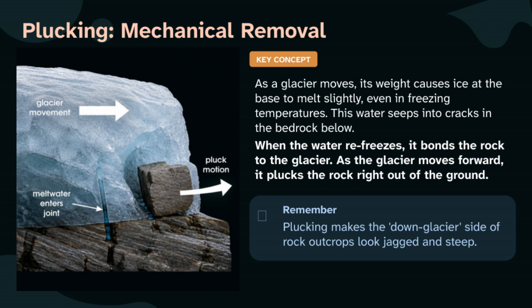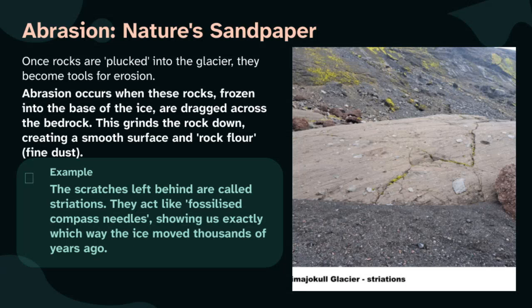Let's answer a question. What does plucking need in order to happen? Here's a model answer. It needs a moving glacier, meltwater, cracks in the bedrock, refreezing, and enough force to pull rock fragments away. Once rocks have been plucked and trapped inside the glacier, they become tools for another process, abrasion.